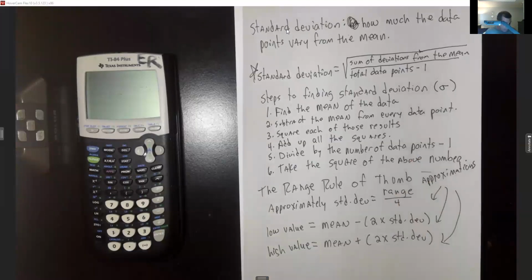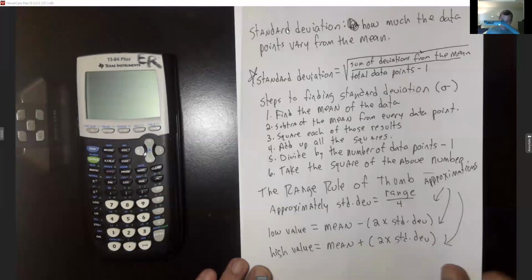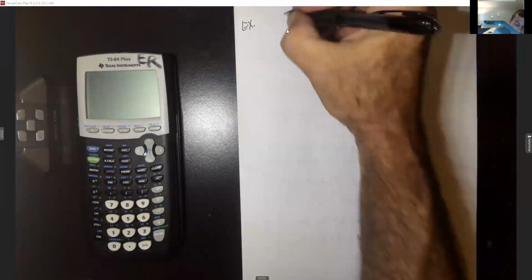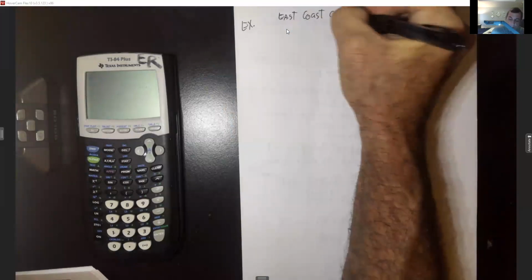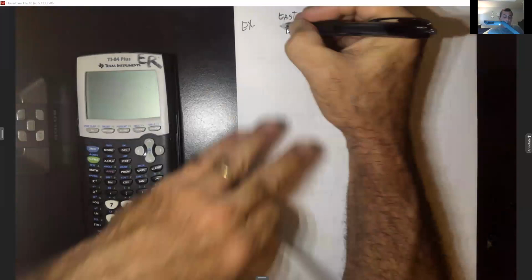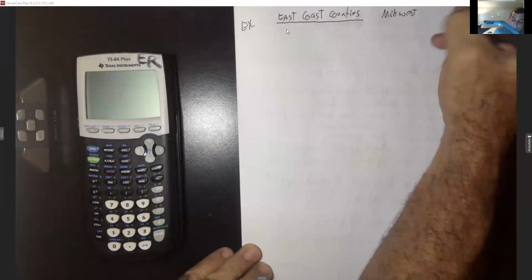All right, so I got a couple problems I want to work through here. So let me turn over and get my paper ready. So this first example, they're giving me East Coast counties. So I'm going to get data for an East Coast county. And I'm going to have data for Midwest counties. So East Coast counties, Midwest counties, okay?